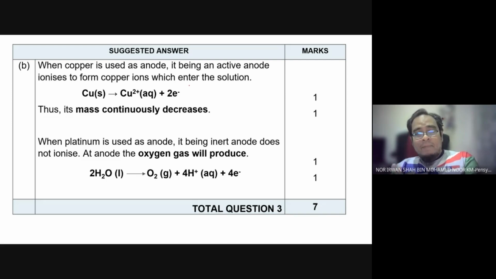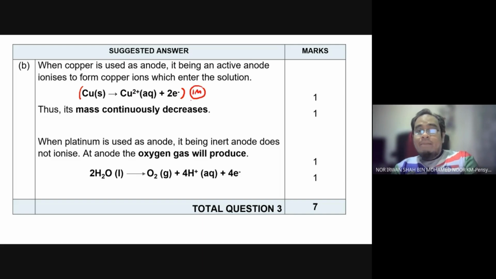Okey, kita tengok pada pemarkahan. Markah yang pertama, sebab soalan 3B ni 4 markah. Tadi soalan 3A 3 markah. Sebab total soalan 7 marks kan. Okey, markah yang pertama adalah apabila you all menulis half equation ini: copper is oxidized to copper 2 plus. So ini you dapat 1 mark here.